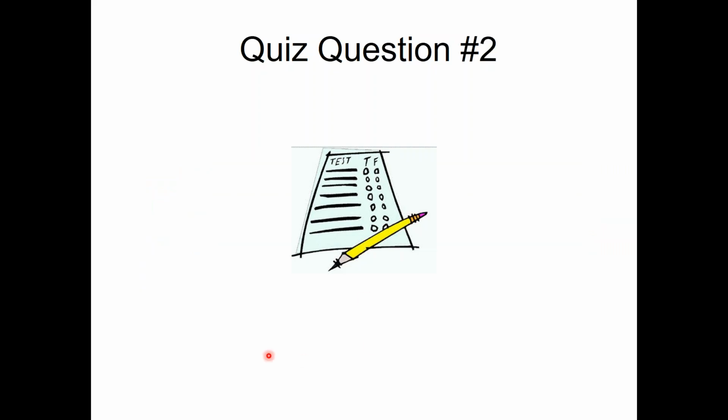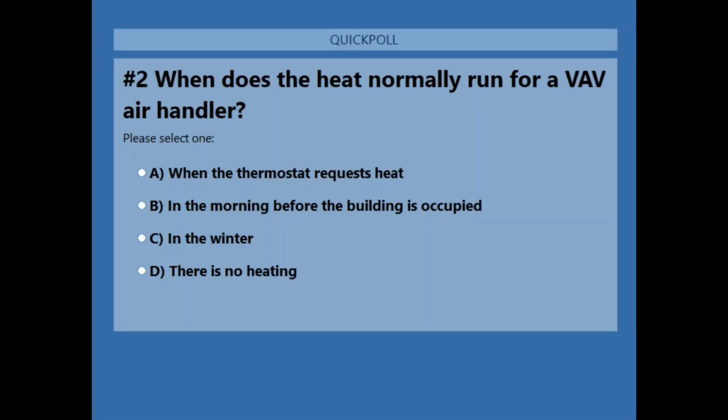All right. Quiz question number 2. Knock these things out early on. When does the heat normally run for a VAV air handler? Your choices are when the thermostat requests heat, in the morning before the building is occupied, in the winter time, or there is no heat at all. When does it normally run?